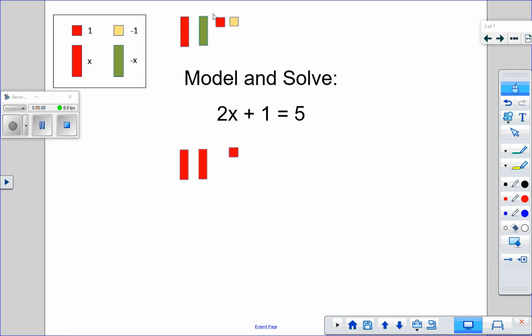And then on the other side, you should have had 5 positives. 1, 2, 3, 4, 5. Okay. So what we need to do first, I can't break these two apart yet because there's still a value of 1 on this side. So this needs to be moved before I can equally split things apart.